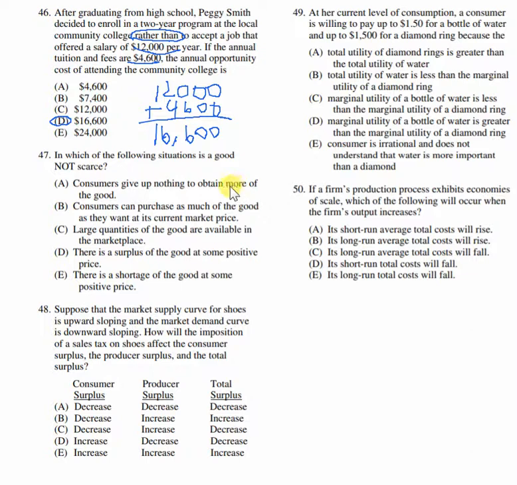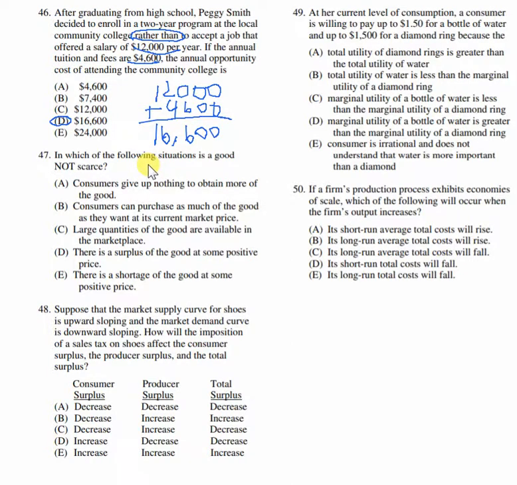Okay, number 47. In which of the following situations is a good not scarce? So we need the definition of scarce. To be scarce in the economic sense just means that a good is not freely available. The only thing that you can really say is not scarce is things like the air we breathe, things that require no money at all and they're freely available. Those are the things that are not scarce. Anything that you got to pay for is scarce. No matter if you pay a little or a lot, it's still scarce in the economic sense.